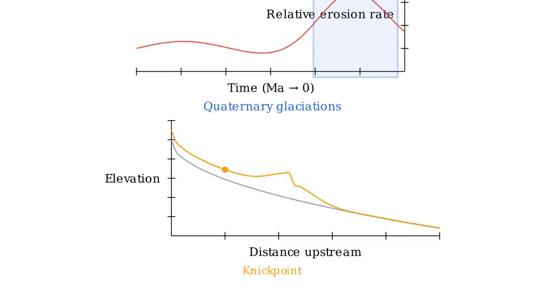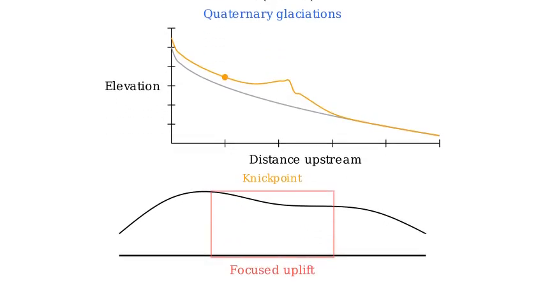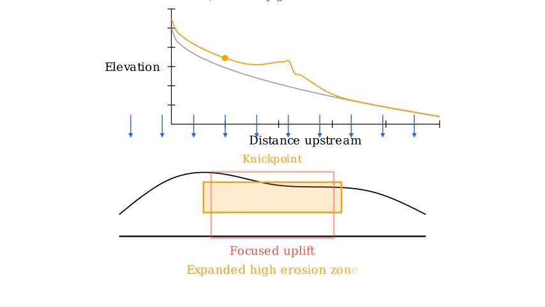Spatial patterns and temporal changes interact. Suppose uplift is focused in a core zone. If climate shifts to deliver more rainfall there, the high erosion area can widen and intensify. After glaciation, erosion focus may shift from valley bottoms to unstable hill slopes as the landscape readjusts.